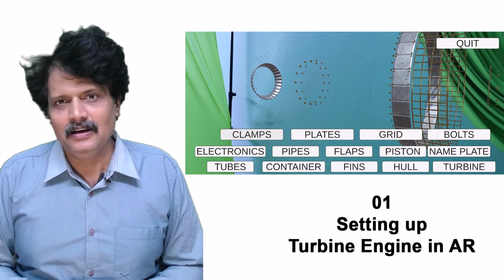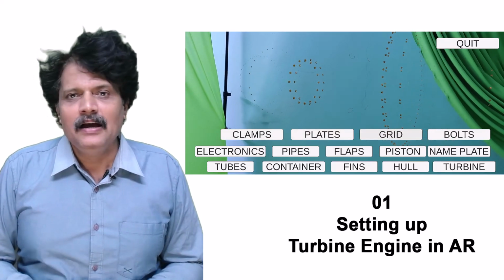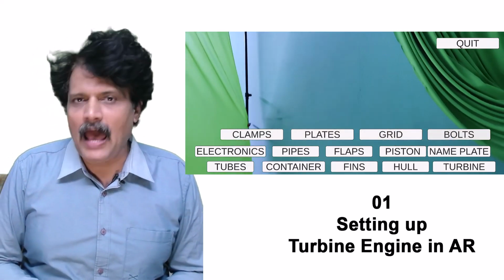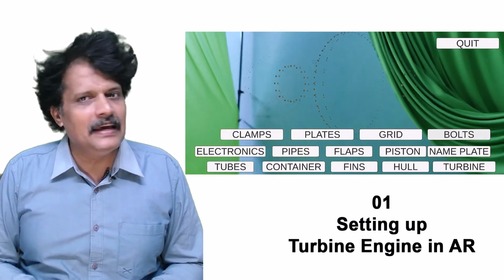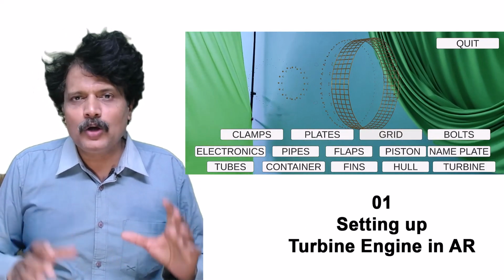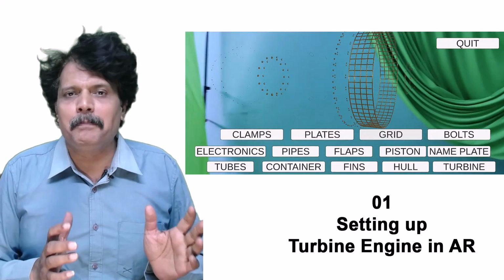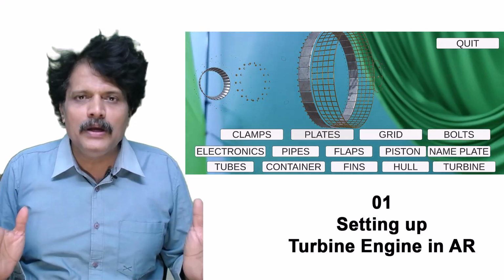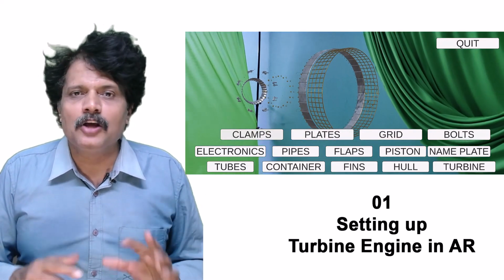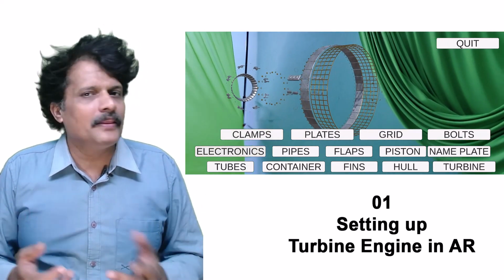So, basically the purpose of this project is to make the student familiar with different parts of a turbine engine. So, how this is designed is, in your mobile when you launch this app, you are going to see a turbine engine running in front of your eyes, and you can actually dismantle every part and see what are the different parts and how it is assembled by just toggling the parts on and off.